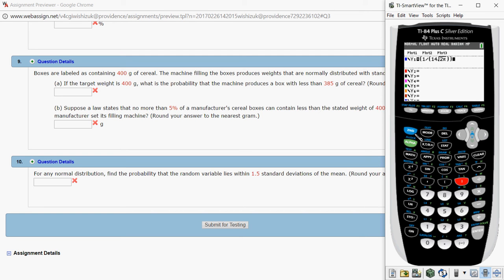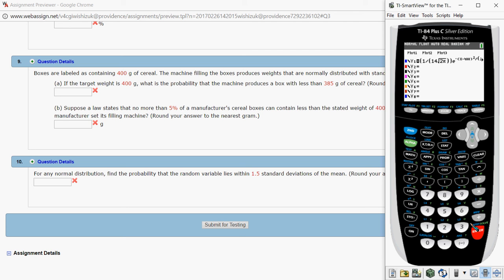Then it's e to the negative quantity x minus the mean value, 400, close that, and then squared, divided by 2 times the standard deviation 14, squared, then close the parentheses. Then we hit enter, so we got the function there.